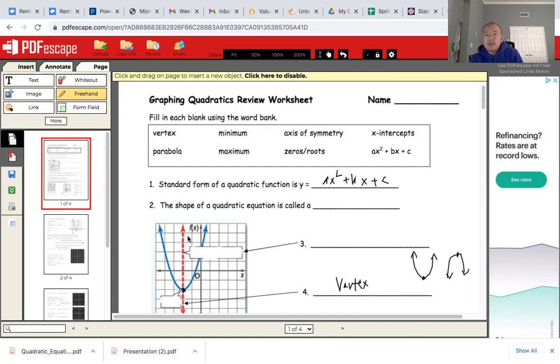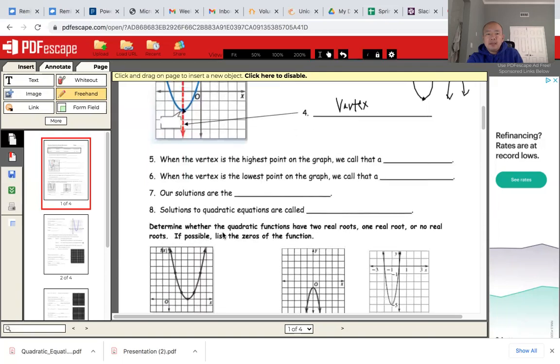The dotted line that goes down the middle is called the axis of symmetry. It cuts the parabola in half. So if you were to draw a parabola and fold it in half, you would fold it along that axis of symmetry.